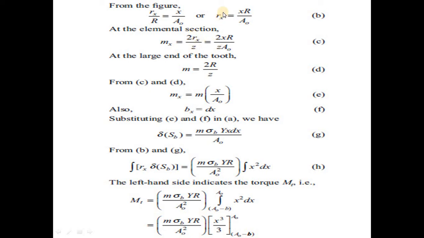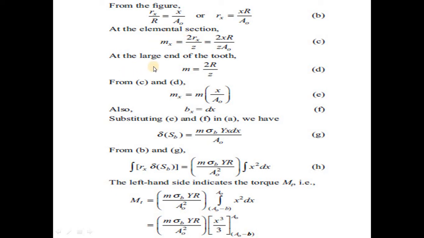Then what is the value of Rx? Put that Rx value here, xR divided by A naught. Then the Mx value, the module value, is equal to 2 times small x divided by small x into R, capital R, divided by z into A naught. This is the module formula.